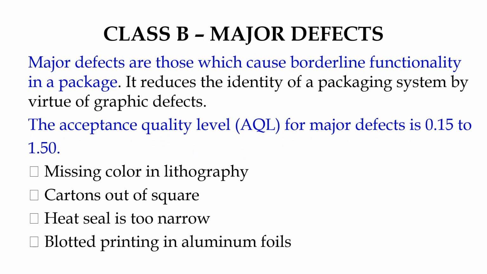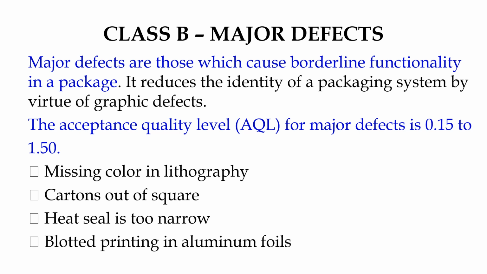Next class, that is class B, is the major defects. Major defects are those which cause borderline functionality in a package. It reduces the identity of a packaging system by virtue of graphic defects. The acceptance quality level for major defects is 0.15 to 1.50. So the major defects are those defects which are on the borderline of the functionality in a package. That is, they are equally critical and at the borderline.